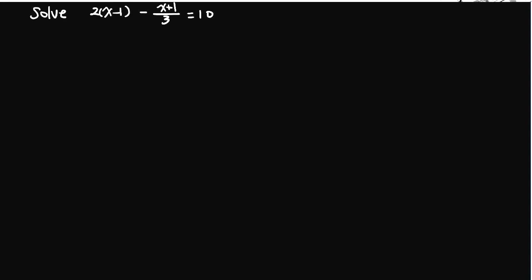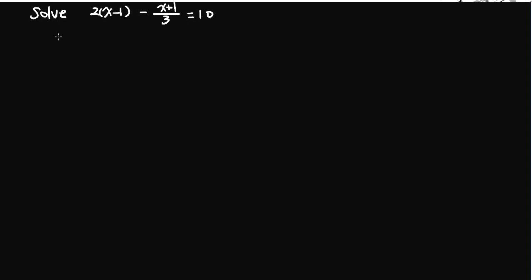Today I'm going to talk about how we solve an equation involving algebraic fractions. Okay, first of all, let's look at the question on the screen. The question is: solve 2(x - 1) - (x + 1)/3 = 10. This question could be a lower secondary mathematics question, but we can also expect it to come out in O-level elementary math Paper 1.